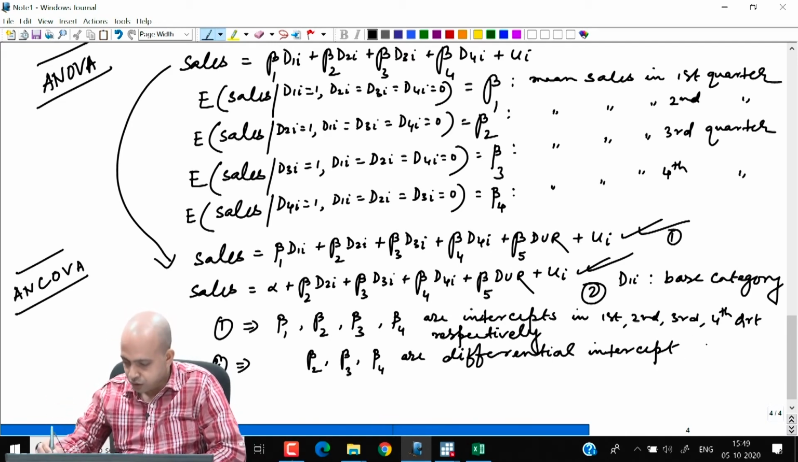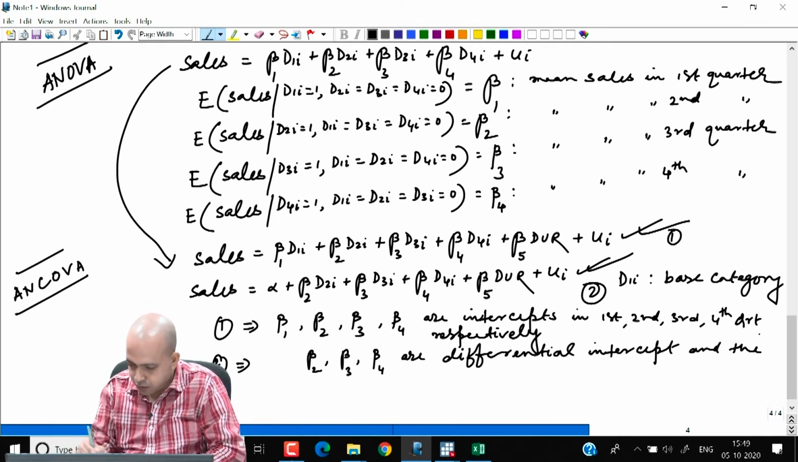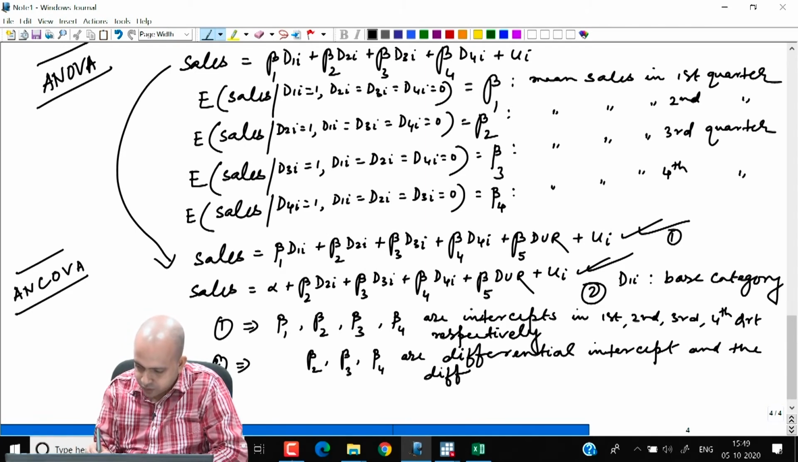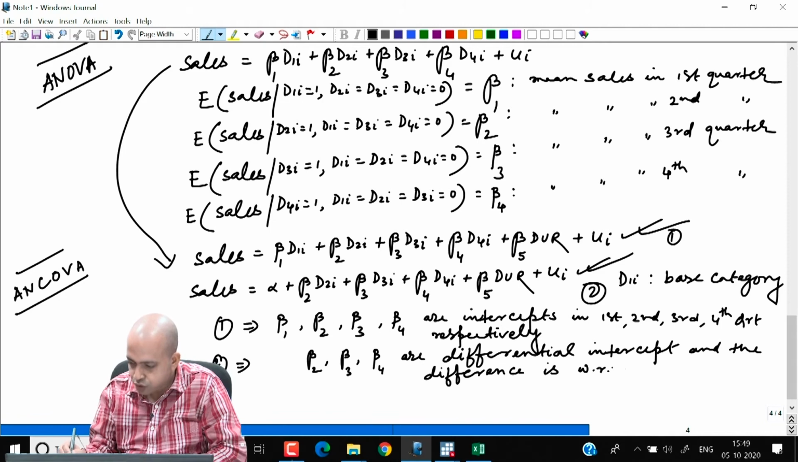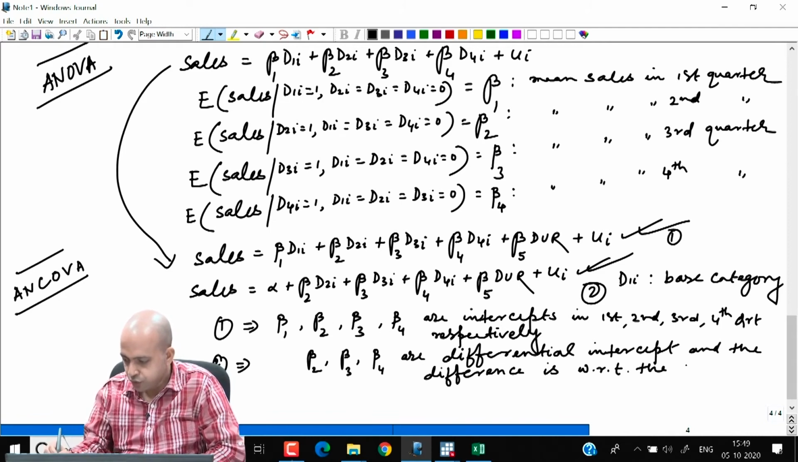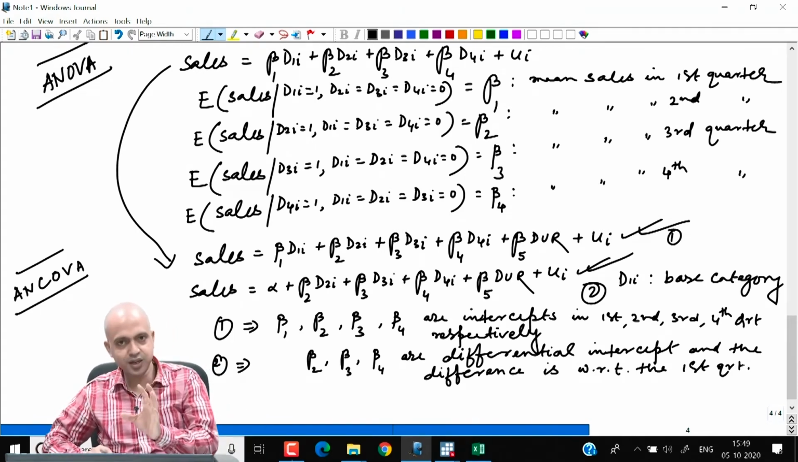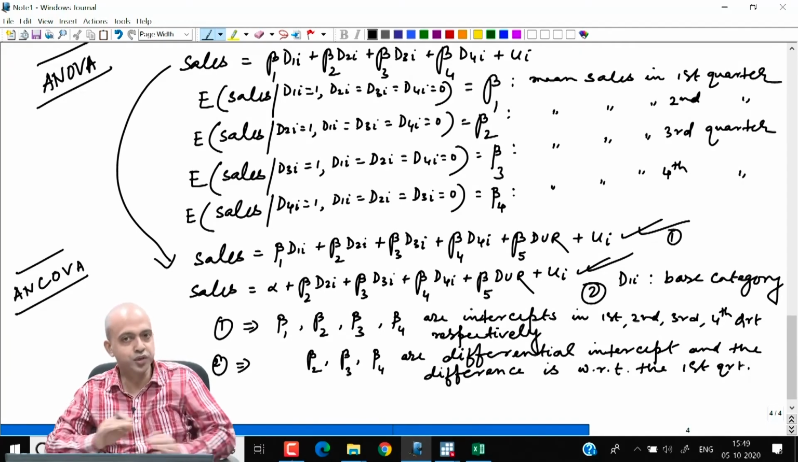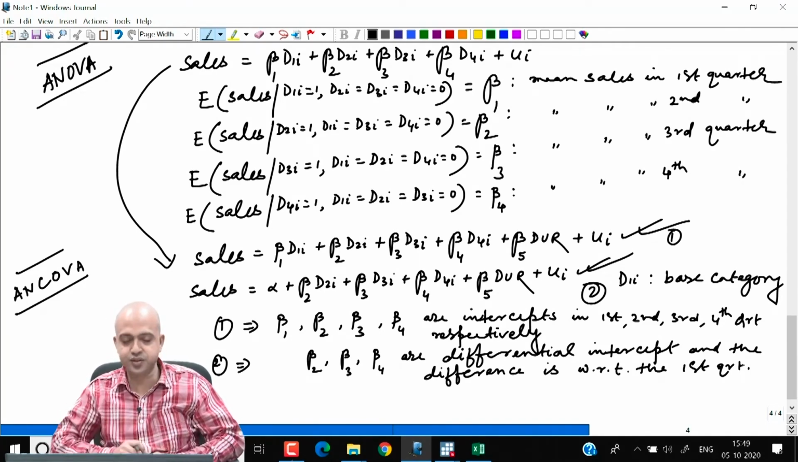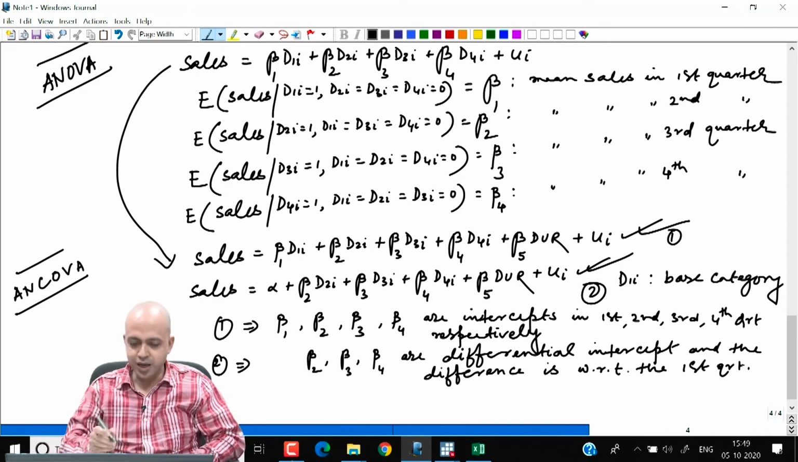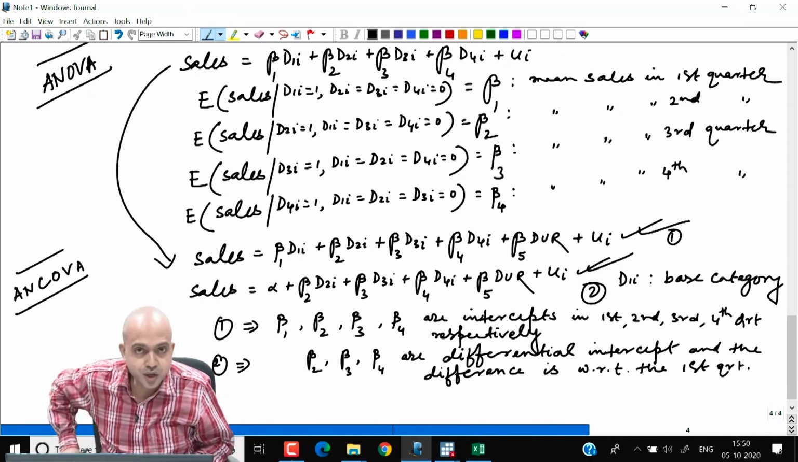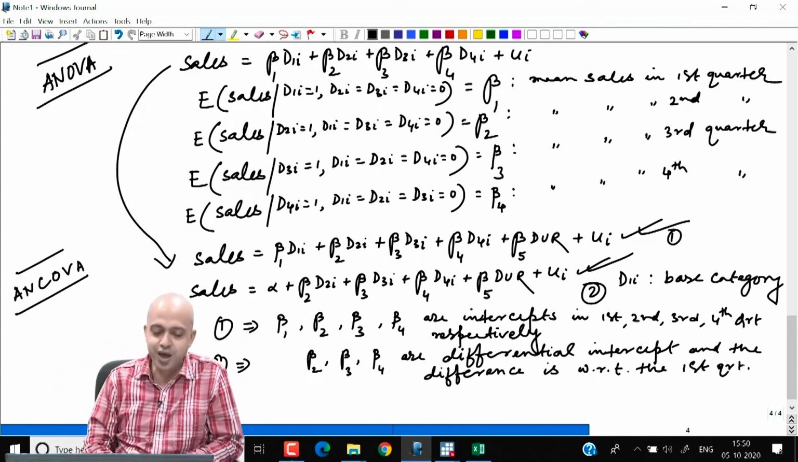Differential intercept, and the difference is with respect to the first quarter. This you have to understand. 4 dummies means they directly give you intercept. 3 dummies means it is always in comparison with the first quarter. That is why differential intercept. Okay, and since we have introduced the other covariate, it is called the ANCOVA model.